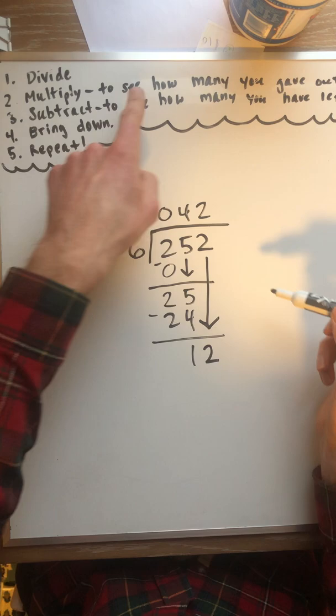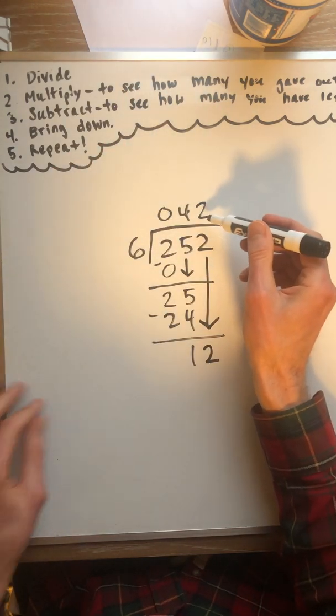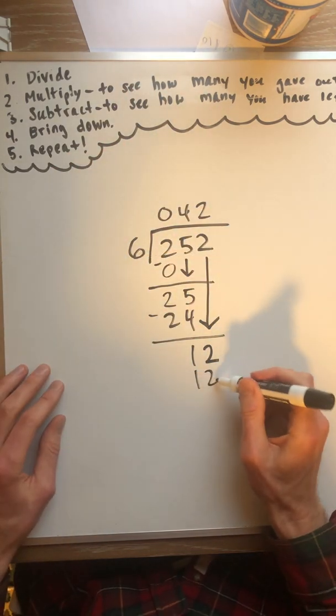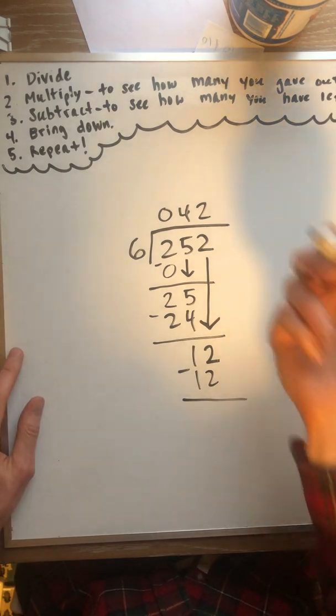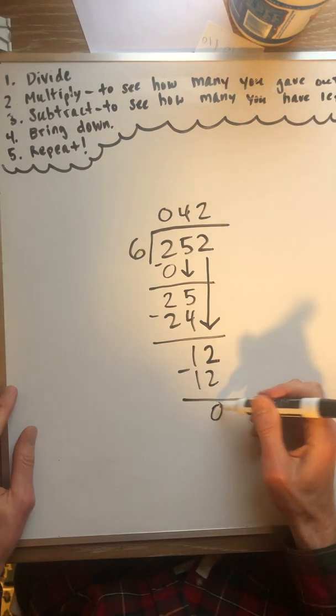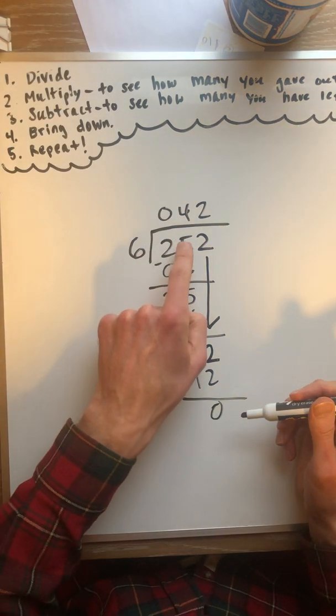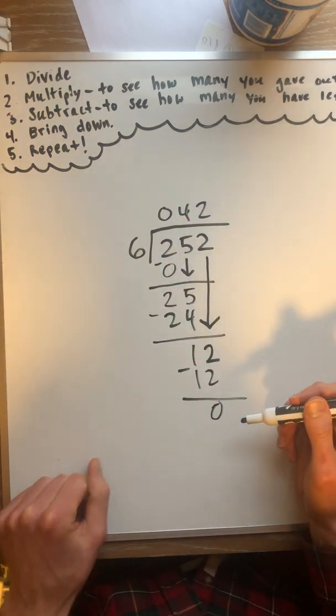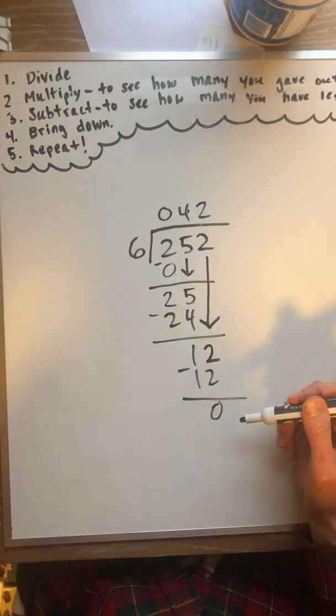So we multiply to see how many he just gave out. Well, he gave out 2 times 6. Give out all of them, right? Subtract, yeah, there are none left. So each person in the group just got 4 10s and 2 1s. So the answer is 42.